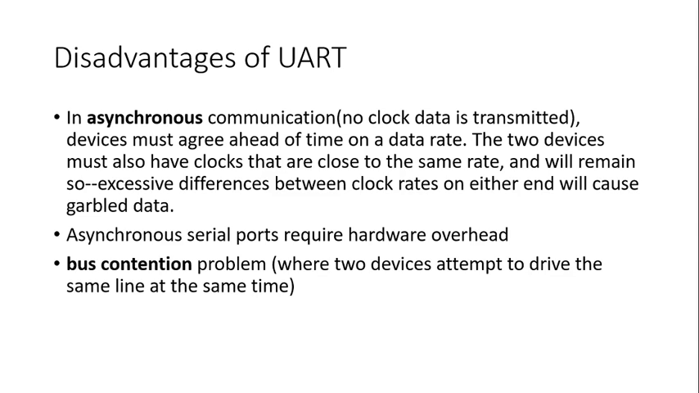So what happens in asynchronous communication? First, the data rate of transmitter and receiver must be matched. It means the two devices must have clocks that are close to the same rate and will remain so. Excessive differences between clock rates on either end will cause garbled data. It means the transmitter will transmit the proper data, but the receiver will get garbage data. So that is a possibility in asynchronous communication.